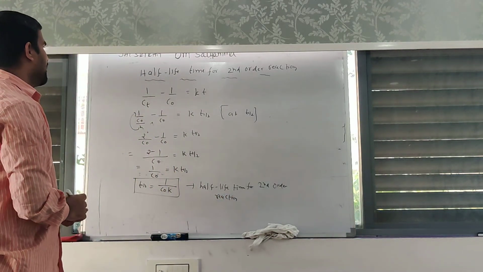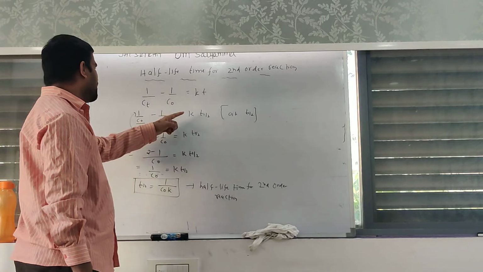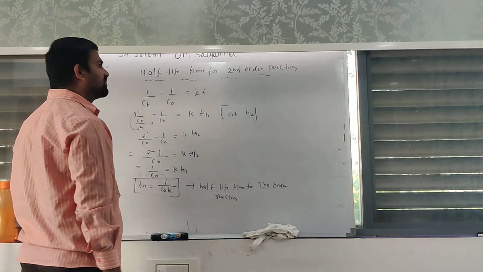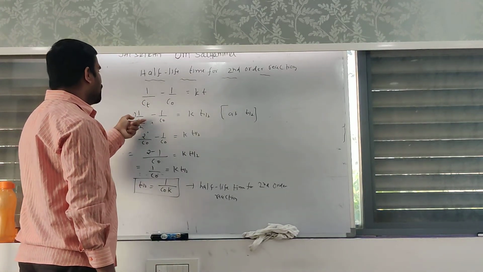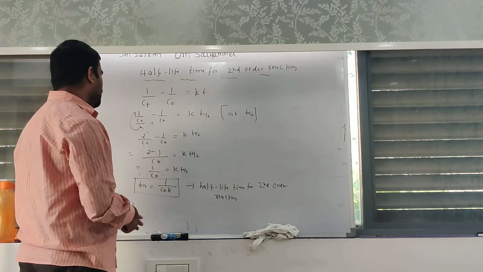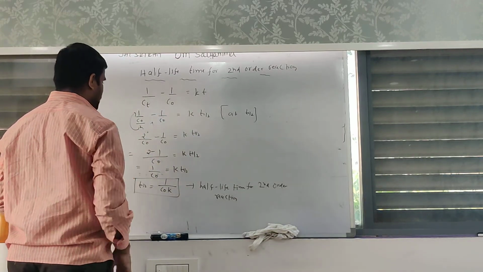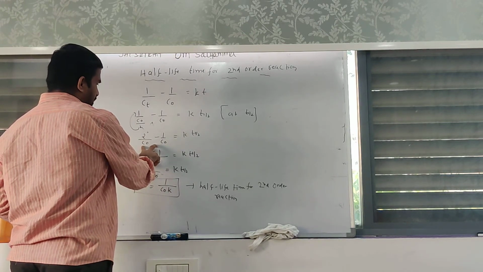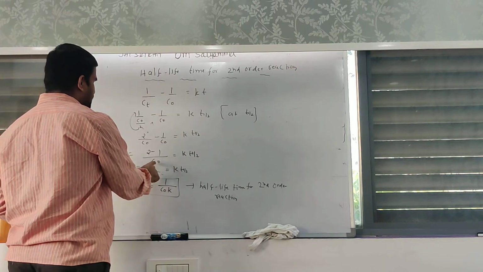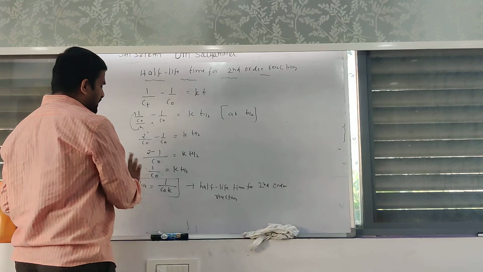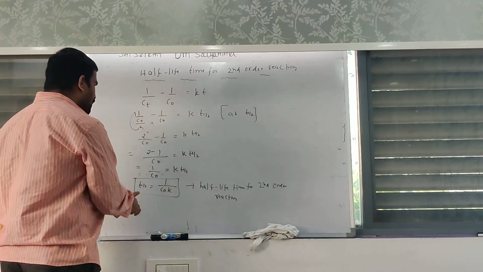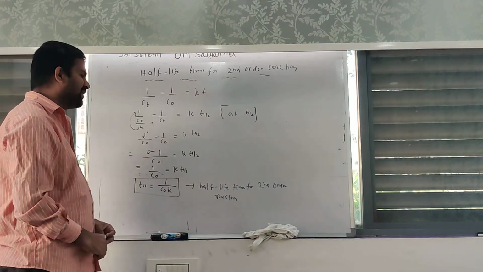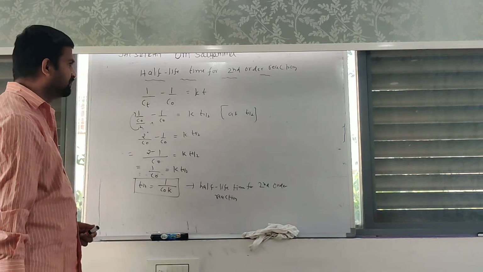Clear? At half-life time, t is equal to t half and Ct is equal to C0 by 2. Substitute these values into the integrated rate equation for a second order reaction: 1 by C0 by 2 minus 1 by C0 is equal to k into t half. Here 2 goes to the numerator: 2 by C0 minus 1 by C0. Denominators are equal, so you can take the LCM: 2 minus 1 by C0, which is 1 by C0, equal to k t half. I want only the t half value, so t half is equal to 1 by C0 k. This is the half-life time for a second order reaction.